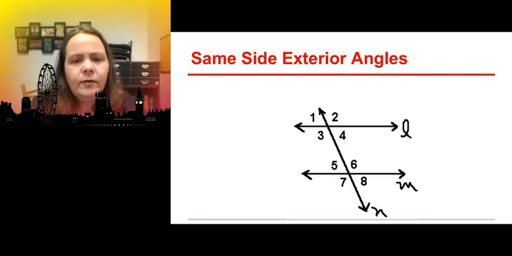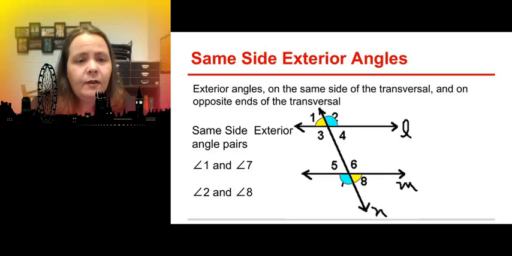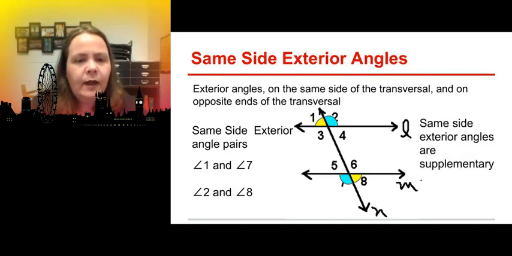And alternate exterior angles are congruent. Now, let's look at same side exterior angles. I have angles that are going to be on the same side of the transversal. They're going to be exterior angles, and they're going to be on opposite ends of the transversal. So if I start with angle 1 again, it is to the top and to the left. So I want an angle that is to the left but at the bottom. And in this case, that should be angle 7. I forgot to mark those the right way. Same side exterior angle pairs are angle 1 and angle 7, angle 2 and angle 8, and same side exterior angles are supplementary.